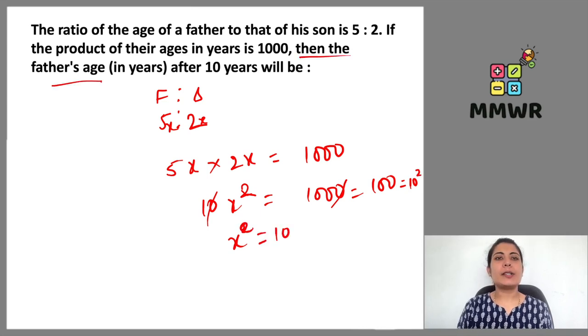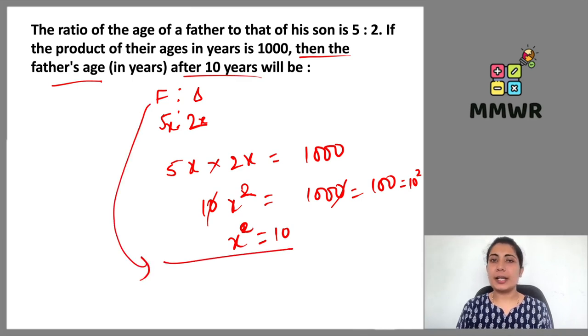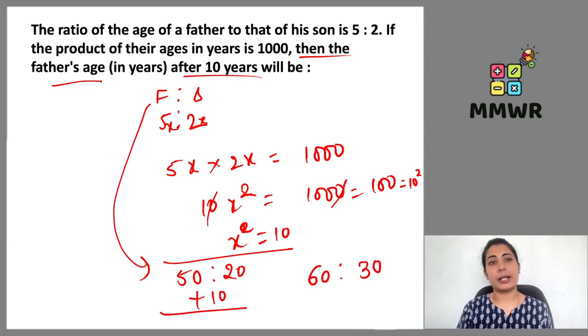Then the father's age after 10 years. Whatever the ages of father and son are right now according to the ratio, that is 50 and 20. We have to add 10 into this to get the actual answer. Right? So the ratio of father's age to son's age after 10 years will be 2:1.